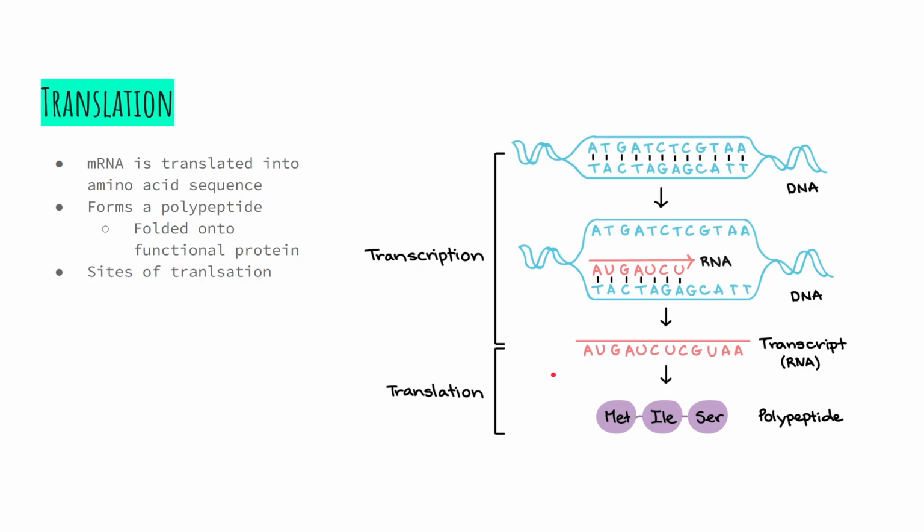The sites of translation are ribosomes. This is where they get made into the polypeptides. These are macromolecular complexes that link the amino acids together and are found in the cytoplasm.